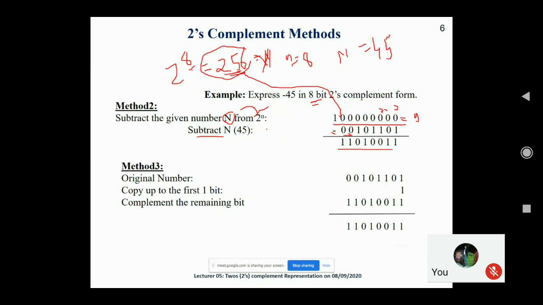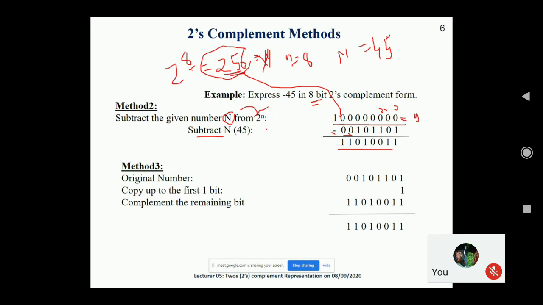Yes, sir. Second method, any doubt? Yes, sir. Please ask me. If you have any doubt, then please ask me. Sir, I didn't get subtract and 45. Sorry, I am not getting your voice clearly. Please tell me clearly. You can ask me.